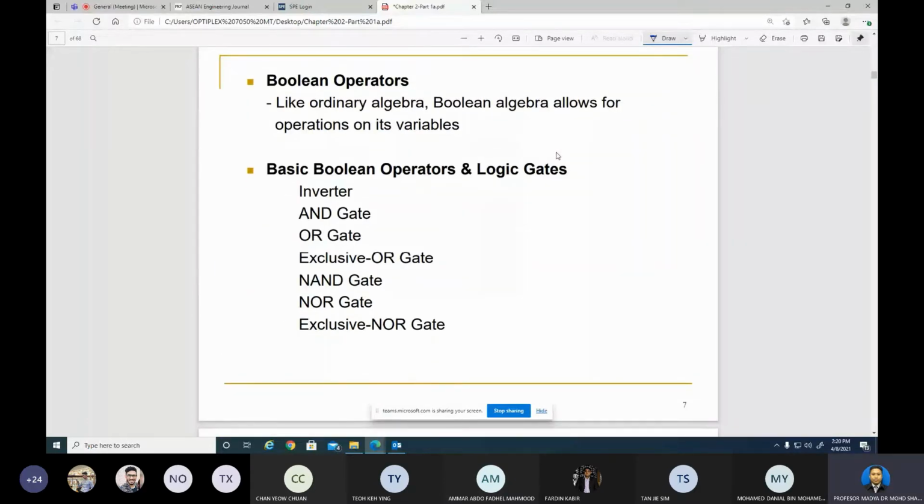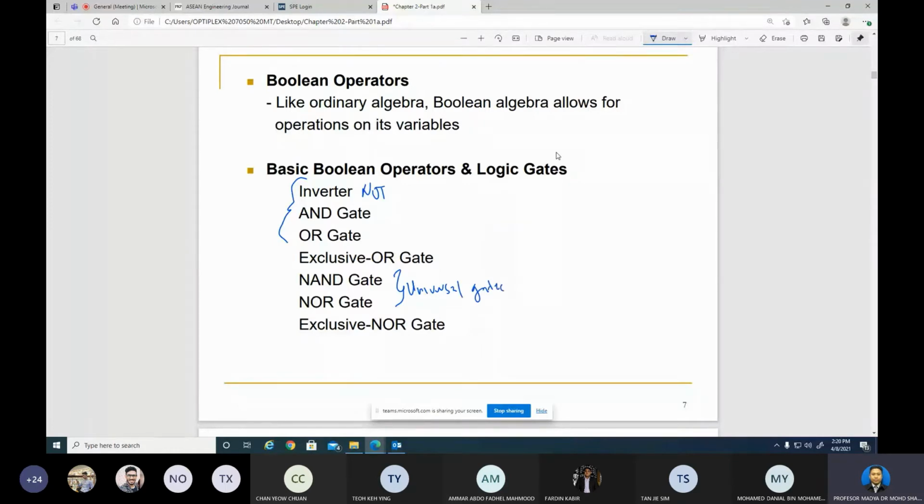Okay, so this is a basic Boolean operator or logic gate that I mentioned to you. So we have the inverter, or sometimes we call it NOT gate. We have the AND gate, we have the OR gate, and then the exclusive OR gate is the combination between the two OR gates. For the NAND gate we have the combination between the AND and NOT gate, and for the NOR gate we have the combination between the OR gate and NOT gate, and so on. Normally the NAND gate and NOR gate we call the universal gate.